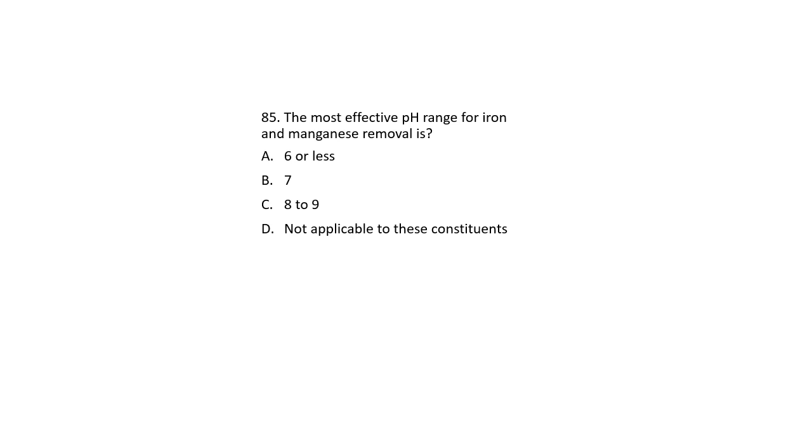The most effective pH range for iron and manganese removal is 6 or less, 7, 8 to 9, or not applicable to the constituents. The answer is 8 to 9.